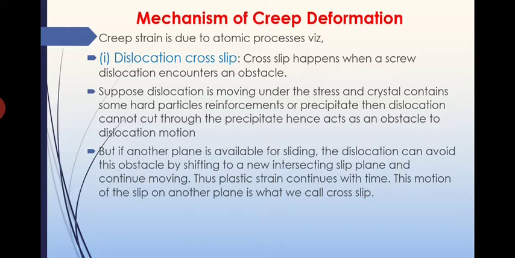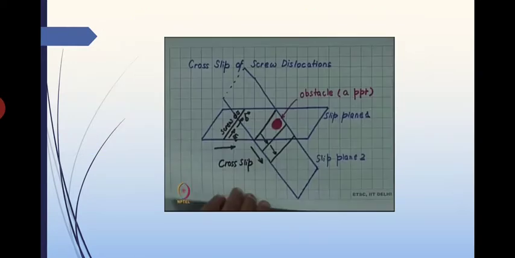The first mechanism behind the creep deformation is dislocation cross slip. Cross slip happens when a screw dislocation encounters an obstruction. You have studied in detail about the screw dislocation. You can see in this figure, this is the screw dislocation. I have represented this screw dislocation, and it is happening in this particular horizontal plane, and it is moving along this plane. If any obstacle is there in front of this screw dislocation, the dislocation movement will be blocked at this region, and if some extra energy is provided, then only it can overcome that obstacle. That is what is actually happening.